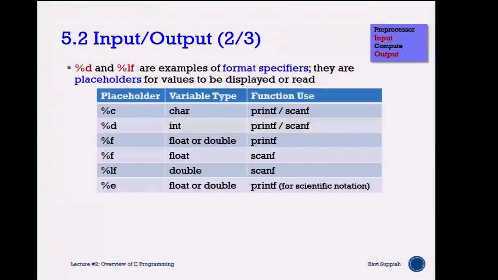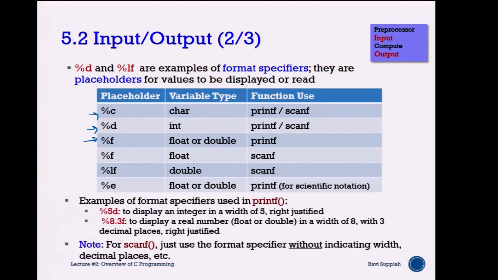Which placeholder or format specifier I must use depends on the data type. Most of us will only use %d, %c, and %f for float or double. So these are the three most common format specifiers you will use.